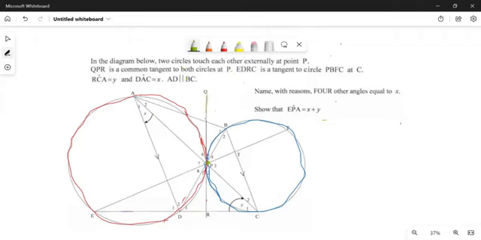So I will refer to them that way now. So I will say we have the bigger circle and then we have the smaller circle. So we have the blue and red circle.